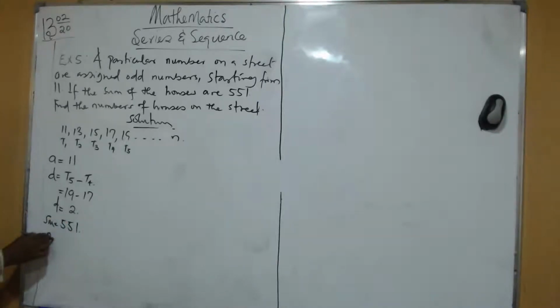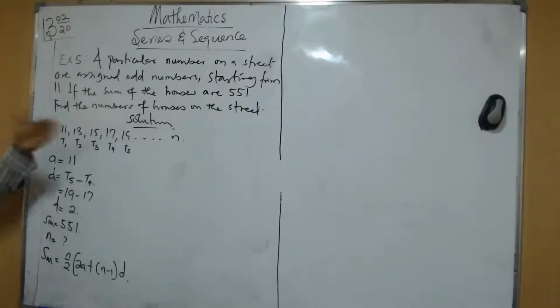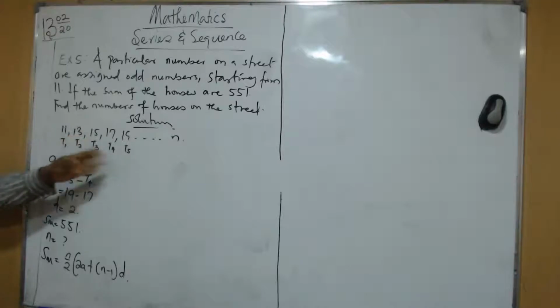Now the sum of the AP is 551. The number of terms in the AP, we are not given. Then the sum of the AP is n over 2 into bracket 2a plus n minus 1 d. That's the formula to solve the problem of sum of AP. Like we said, how did we know we have to use sum of AP? From the preambles we have, we discovered that the difference between the numbers is increasing by 2. So for that reason, we know that it is an AP.